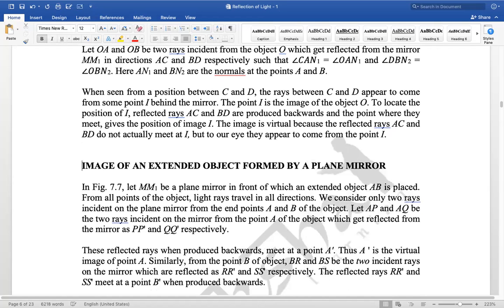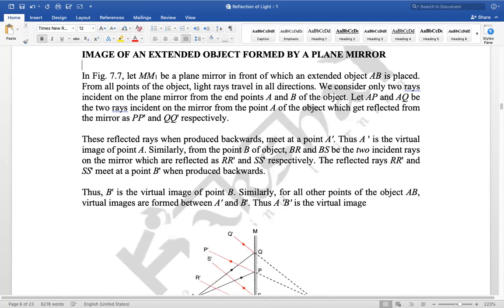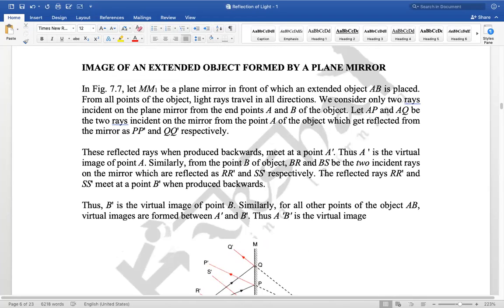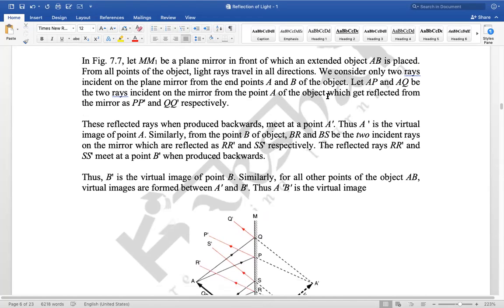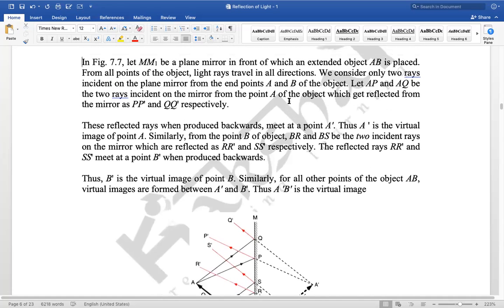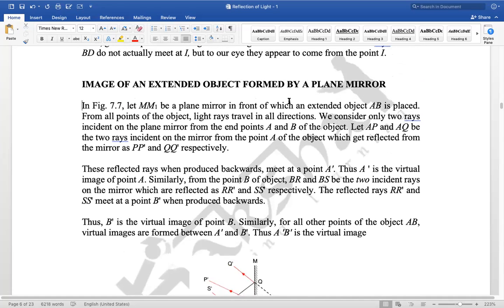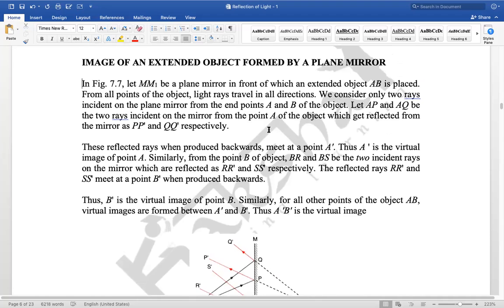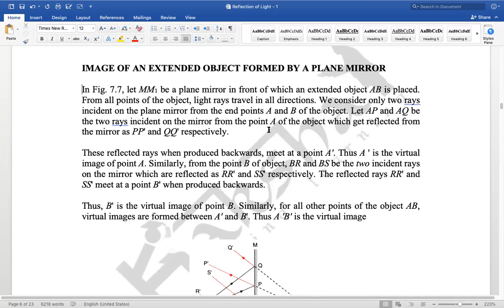Image of an extended object formed by a plane mirror. So in figure 7.7, right, let MM1 be a plane mirror in front of which an extended object AB is placed. From all points of the object, light rays travel in all directions, right? तो यहाँ पे हमारे पास MM1 इज अ प्लेन मिरर. अब हम लोग एक्सटेंडेड ऑब्जेक्ट का इमेज बना रहे हैं प्लेन मिरर को यूज करके.